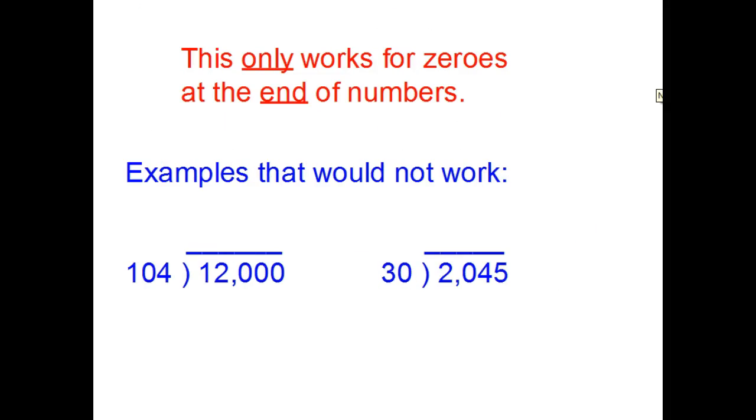Remember on the page before I gave you a warning that this only works for zeros at the end of numbers. So here's a couple of examples that would not work. 12,000 divided by 104 will not work because this 0 is not at the end, so I can't mark it out. And in this other problem, 2045, this 0 is not at the end, so I can't just mark that one out. You'd have to go through and do the entire problem instead of getting a shortcut.